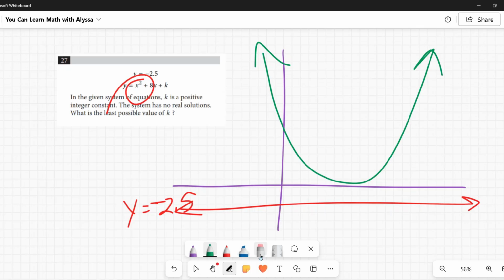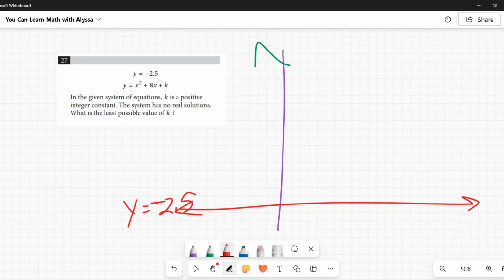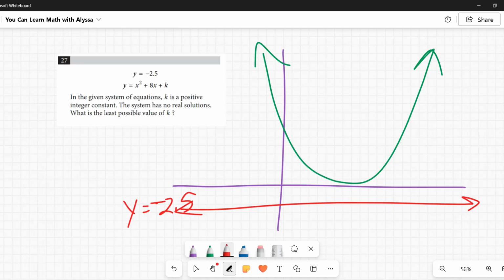All right, so I know that there's this parabola, and it does not touch this line, y equals negative 2.5. And I go, okay, k is a positive integer constant. What is the least possible value of k? What's the smallest number I could put in for k that would drop this parabola so low that it's almost touching that line, but it ain't quite doing it?